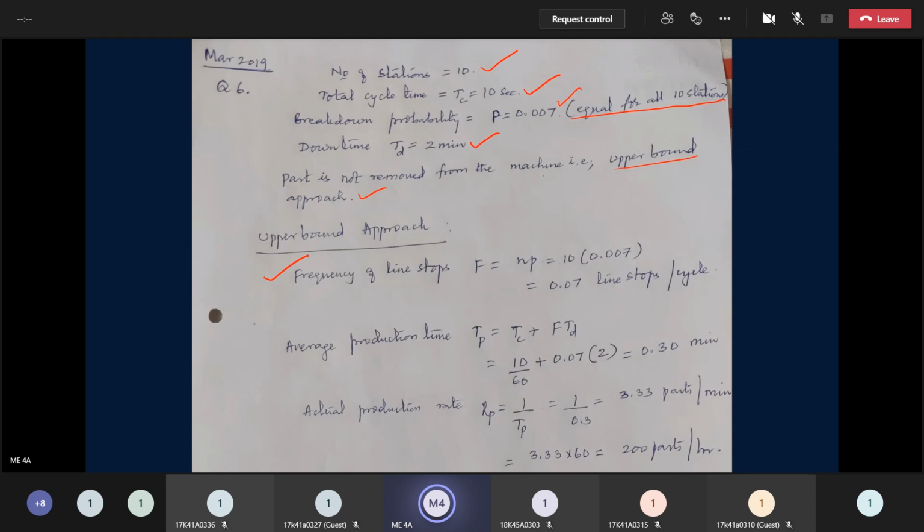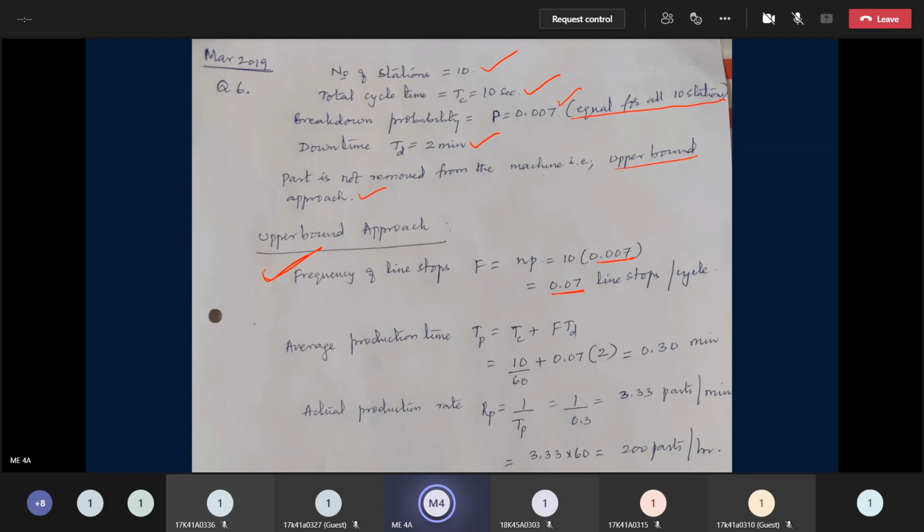So number of missions, 10. For all the missions, the probability of failure is the same, 0.007 only. So 10 into 0.007. So the frequency of line stops is 0.07 line stops per cycle. This is the first thing you have to do. F is equal to N into P, the frequency of line stops in the upper bound approach.